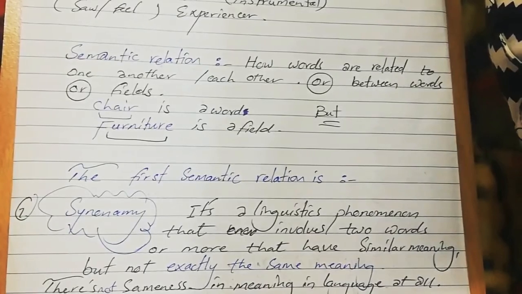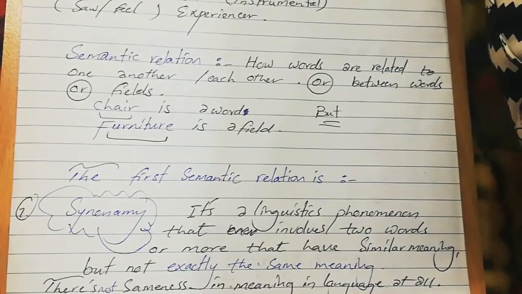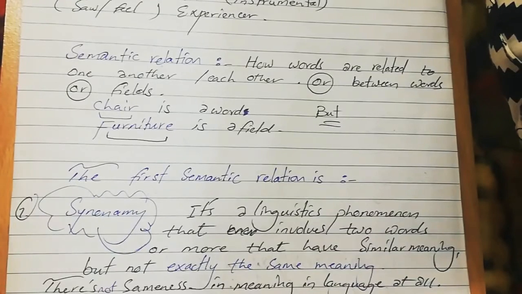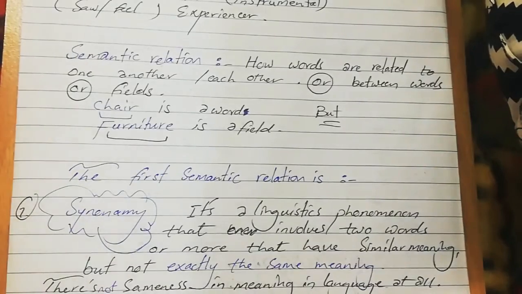In today's lecture, I'm going to speak about semantic relation. So what does it mean, semantic relation? It means how words are related to one another, how words are related to each other. So it is the relation between the meaning of words, sentences, and phrases, between words or fields. Just like this, chair is a word, but furniture is a field.